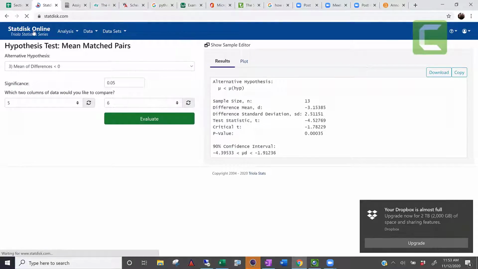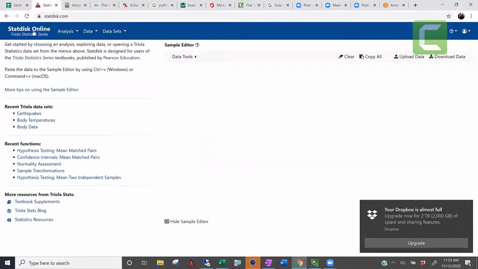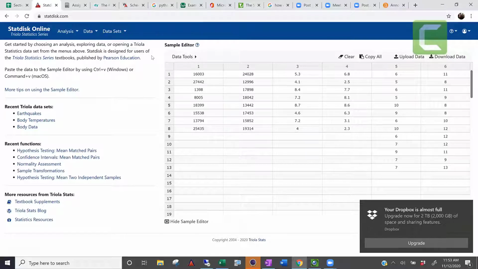So once you get the data, you can go to Statdisk online in the upper left-hand corner. That'll take you back to your sample editor. I've got my data in columns 3 and 4. You can put your data in column 1 if you'd like.